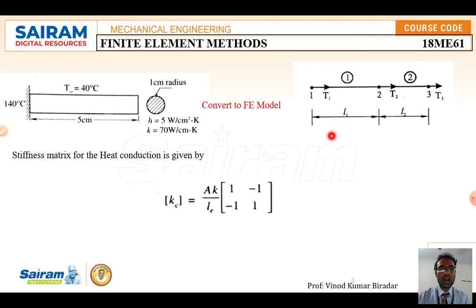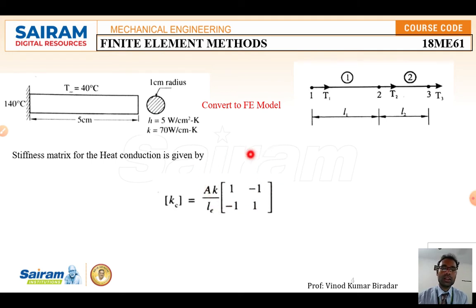Just as we solved the element stiffness matrix for the 1D bar element, truss element and beam element, similarly for heat conduction we have Kc. The stiffness matrix is given by heat due to conduction plus heat due to convection. If you add those, we get the stiffness matrix. The stiffness matrix for heat conduction is given by this formula.